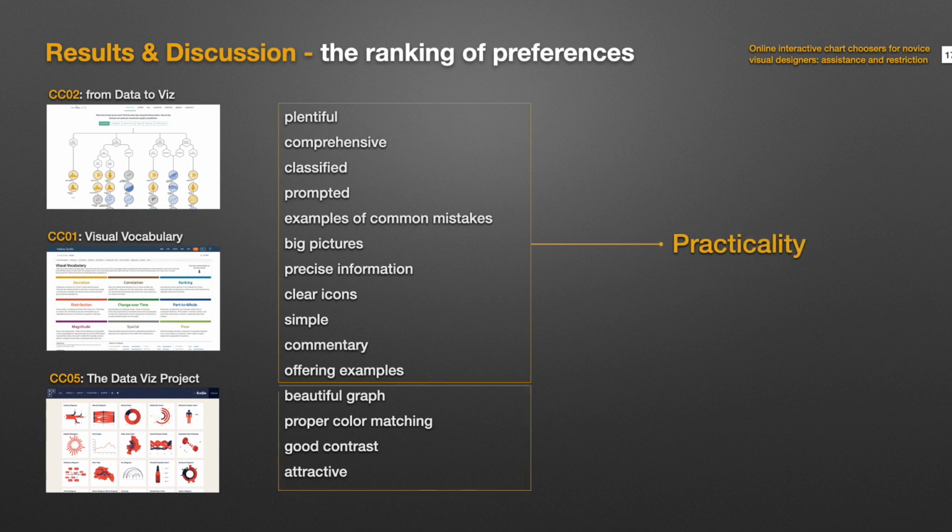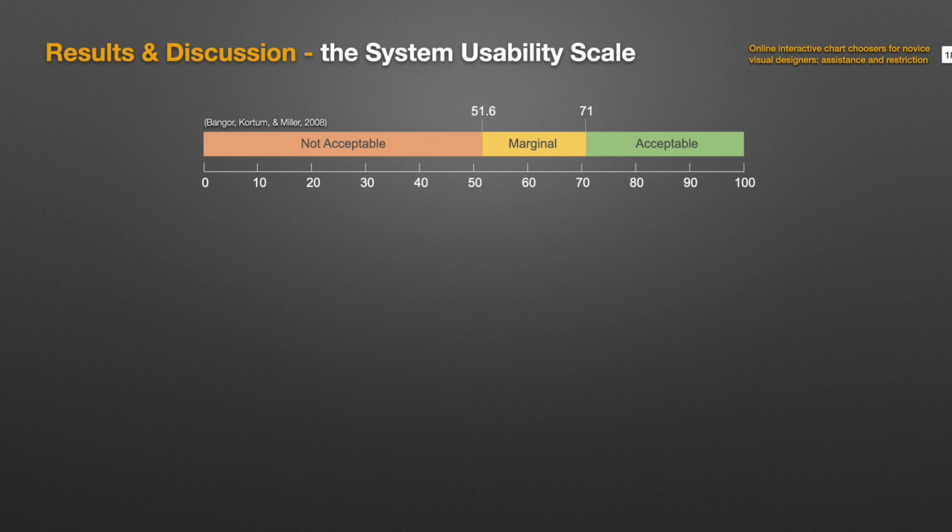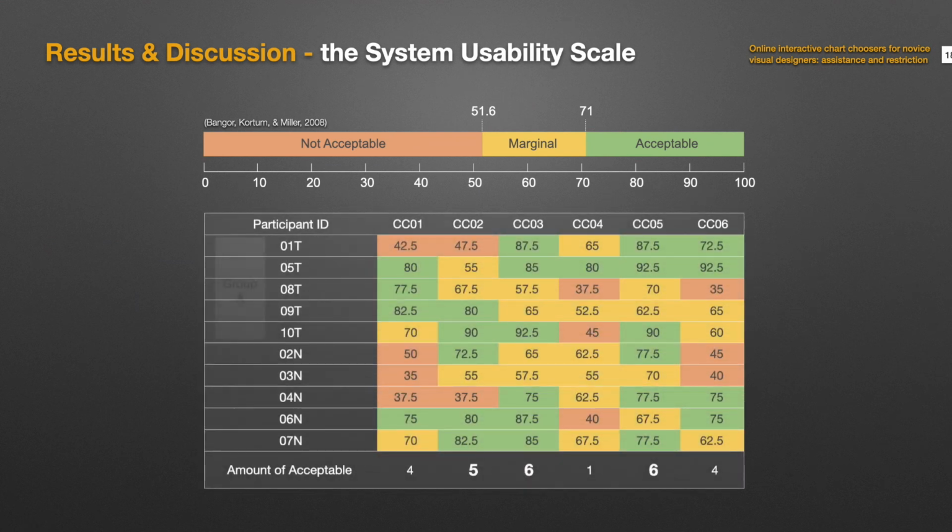We use acceptability to describe the SUS score. From the table above, we can see that the total number of acceptable ratings obtained for each chart chooser is in order from CC03, CC05, CC02, CC01, CC06, and CC04. That is to say, CC03 and CC05 are both 60% acceptable.